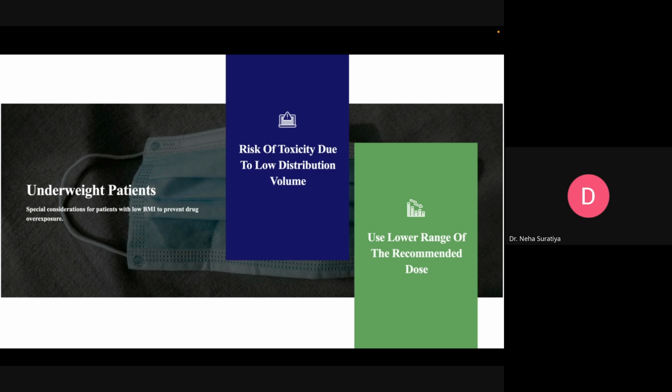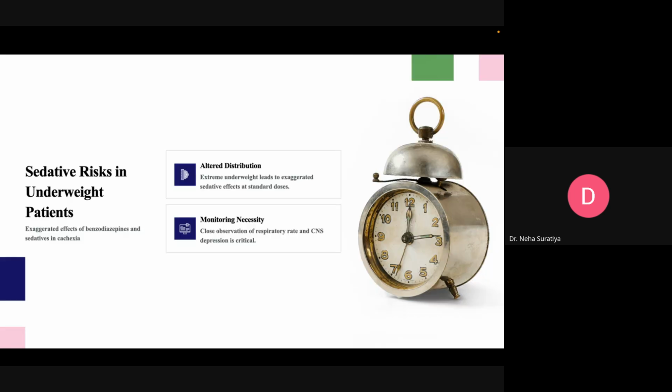In underweight patients, less is safer. That is the ultimate line you need to remember. Less is safer. For an example, sedative risk in the underweight patient. This slide highlights very practical ICU and ward scenarios, guys. They have altered distribution and exaggerated effects. For example, an underweight patient has very minimal fat and muscle, and a sedative acts more strongly in this patient.